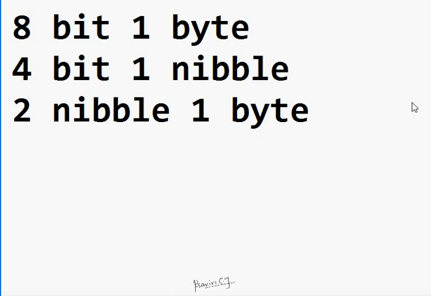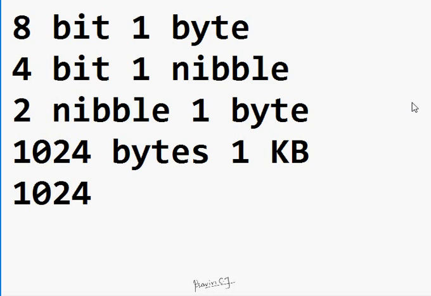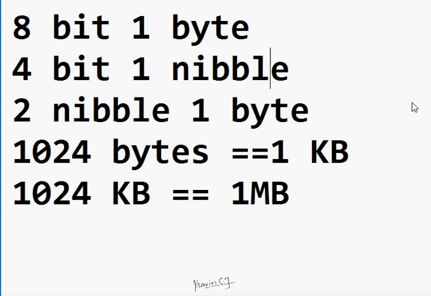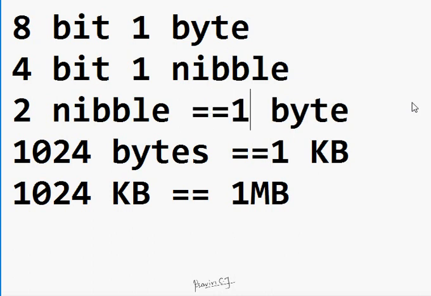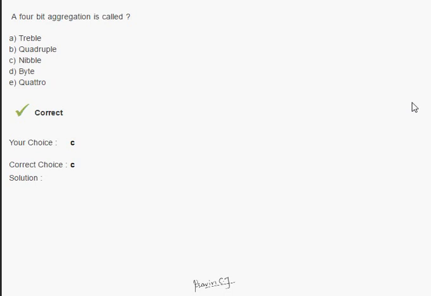However, we will continue. 1024 bytes means 1 KB, 1 kilobyte. 1024 kilobytes becomes 1 MB. Okay, write this down if you don't know regarding the nibble. You may not know, so let me tell you these things. A 4-bit aggregation is called a nibble.